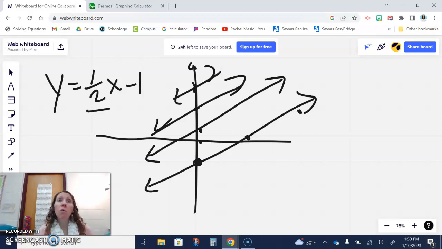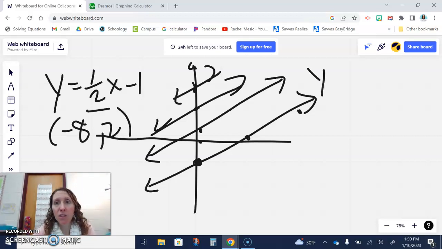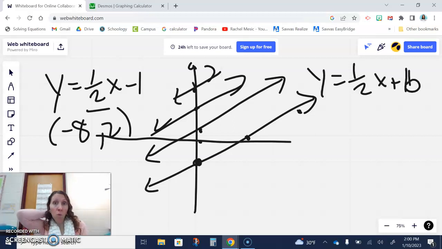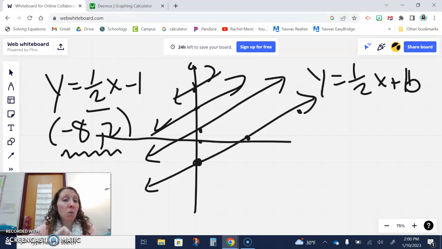So let's say they said, find a line that is parallel to this one, but it's going to pass through the point -8, 2. Okay, I'm going to rewrite this equation over here. So what we're going to do is we're going to have this equation that has the same slope. And I'm actually going to change this -1 to a plus b. We don't know what the new y-intercept is. We're going to plug in these coordinates for x and y.